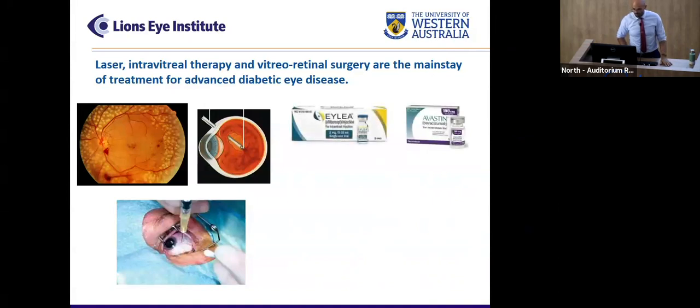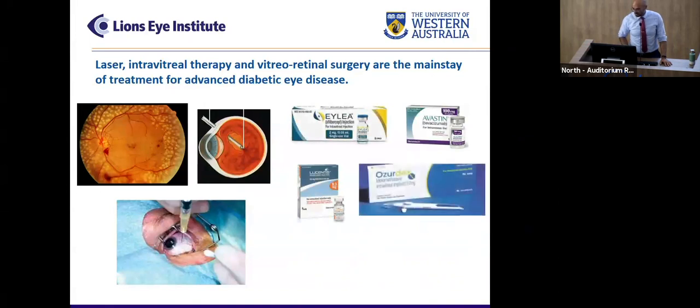These are some of the drugs that we inject. So these are all anti-VEGF preparations, different drugs. And this is one commercially available steroid injection that we do. You don't really need to know the names of these. But if you're seeing a lot of diabetics, you might see it in their documentation. So you just need to know these are intravitreal injections for diabetic eye disease.